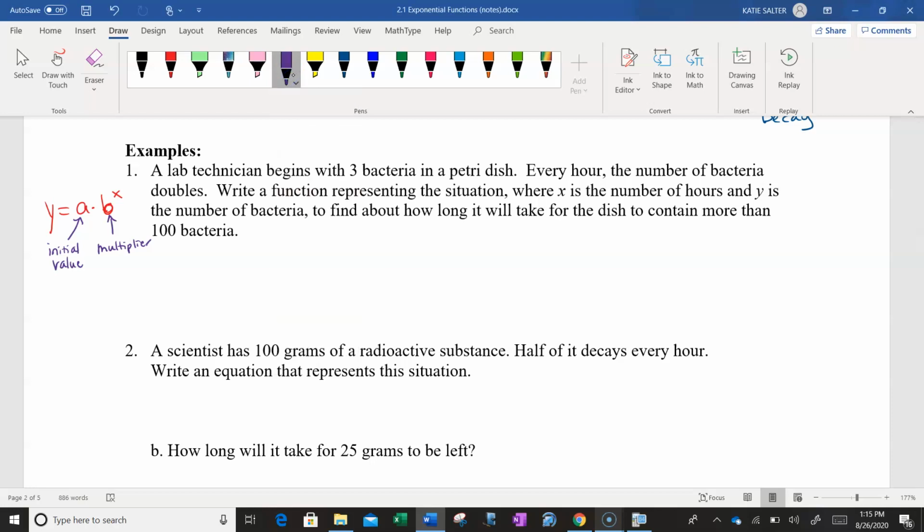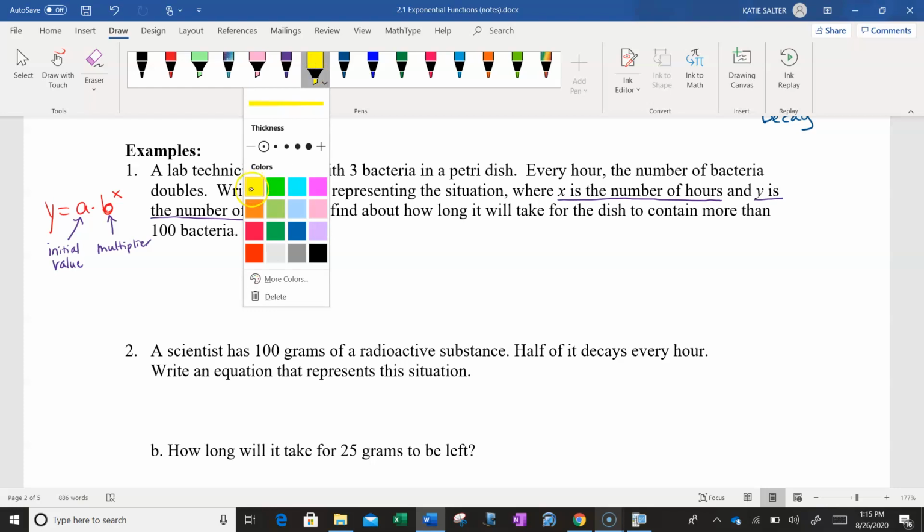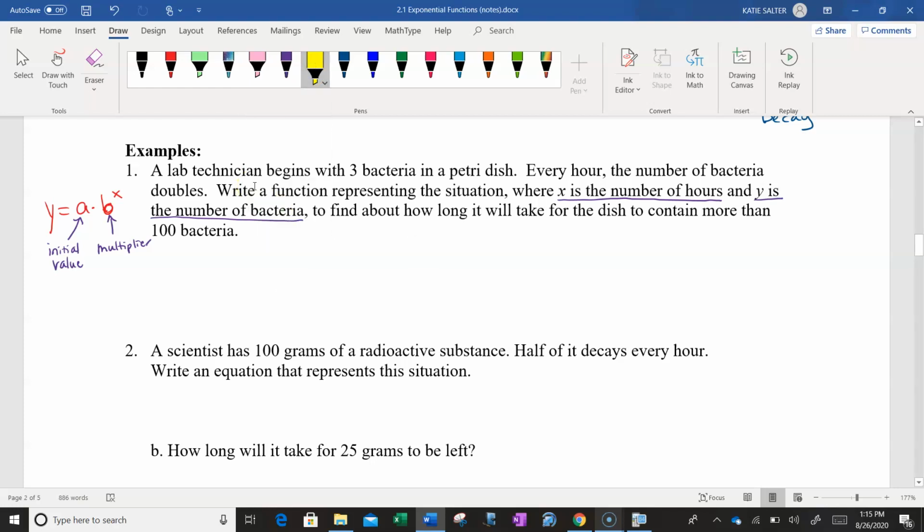All right, so it's already telling us right here that x is going to represent the number of hours and y is going to represent the number of bacteria. It also tells us that it begins with 3 bacteria. So remember, when we're writing an exponential function, there are 2 things we need to know: what is the initial value and what is the multiplier.